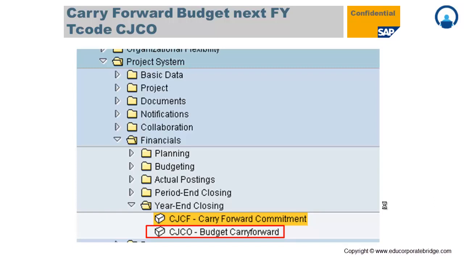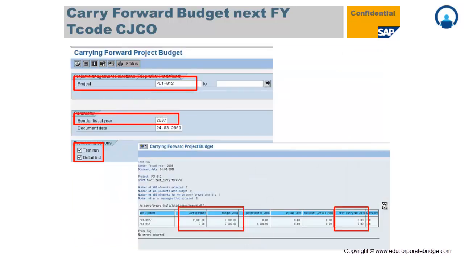Similarly, to carry forward the budget, if there is any balance budget in the current financial year that you want to carry forward to the next financial year, that facility is provided with the transaction code CJCO, where you carry forward your budget from the current financial year to the next. Again, you need to provide the project and the sender fiscal year, that is nothing but the current fiscal year, and if you want to observe only, you just tick the test run and the detail list. The system will provide the carry forward amount, to which year, and what is the previous carry forward amount.